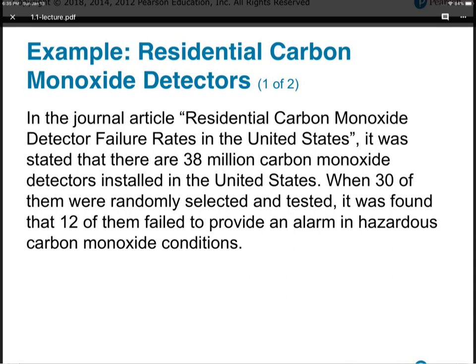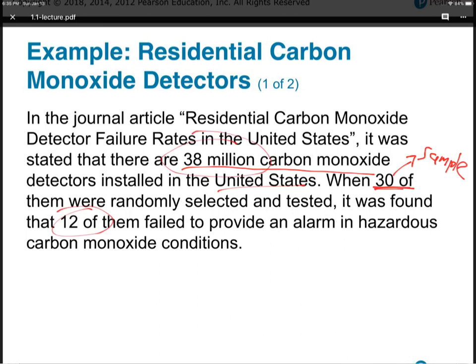It was stated that of 38 million carbon monoxide detectors installed in the U.S., 30 of them were randomly selected and tested. It's a sample, right? It was found that 12 failed to provide an alarm in hazardous carbon monoxide conditions. So they're trying to figure out, are these things working? There's 38 million total in the United States. They grabbed 30. So what's that 30? Yeah, that's the sample, isn't it? They grabbed a sample of 30 and found that 12 failed.